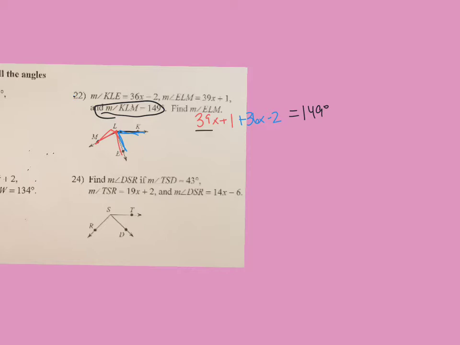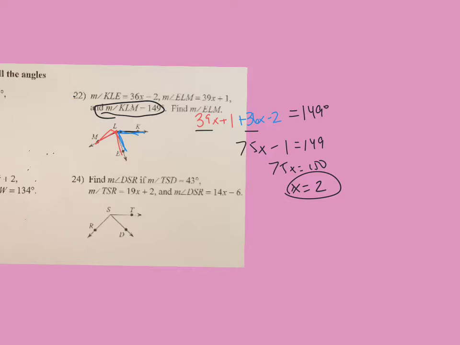So now I'm going to put my x's together. 39 plus 36 is going to be 75x, plus 1 minus 2 is going to be minus 1, equals 149. I add 1 to both sides, I get 75x equals 150. That means x equals 2 when I divide both sides by 75. Let's just plug this backwards.